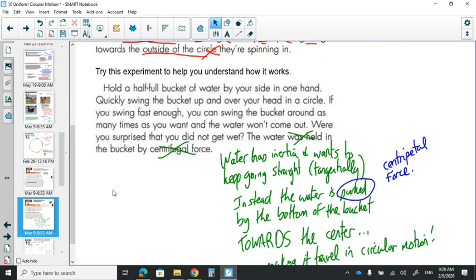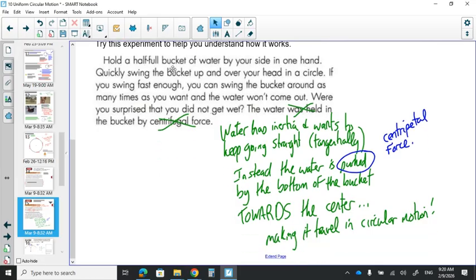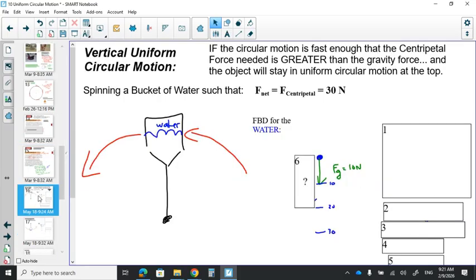Holding a bucket full of water. We're going to analyze that next here. So just skip to it, but I guess you have a bucket of water, whirling around, and so the water has inertia. It wants to keep going, so it's being pushed towards the center of the circle all the time, making it travel in a circular motion. And so let's analyze that scenario. Okay, so you've got the water in the bucket, and my free body diagram is going to be for the water itself. And so we're trying to spin the bucket so that it has uniform circular motion.